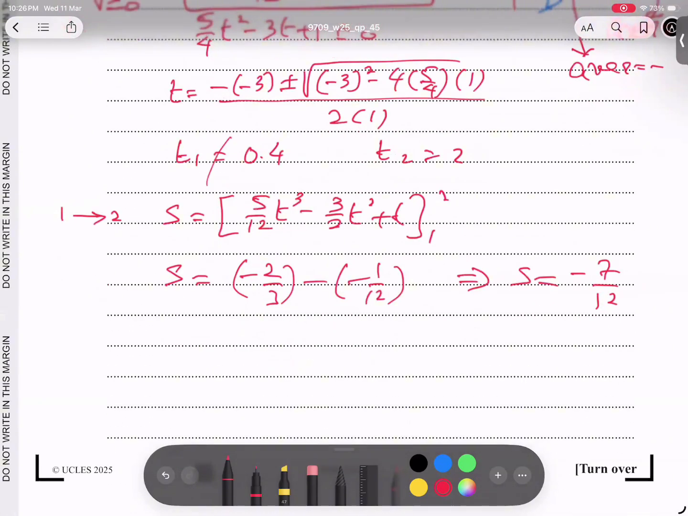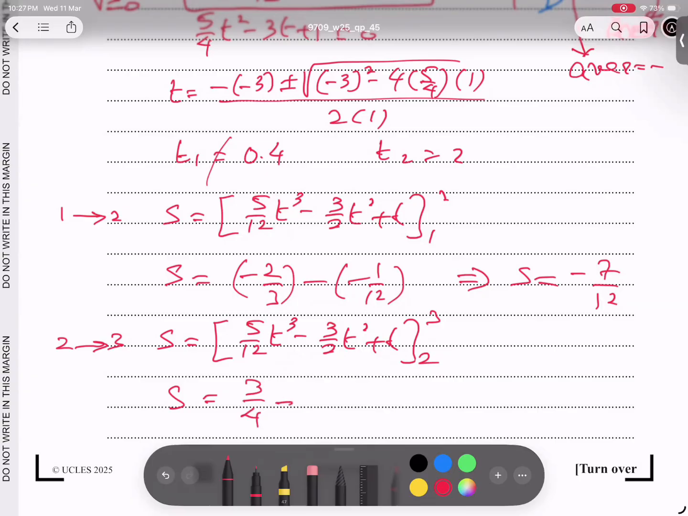Now 2 to 3. Same condition I will use, but not 1 to 2, now 2 to 3. And this will give you a 100% positive answer. So when I plug in 3, let me check: 5 divided by 12 into 27, minus 3 divided by 2 into 9, plus 3. My answer is 3 by 4, minus.